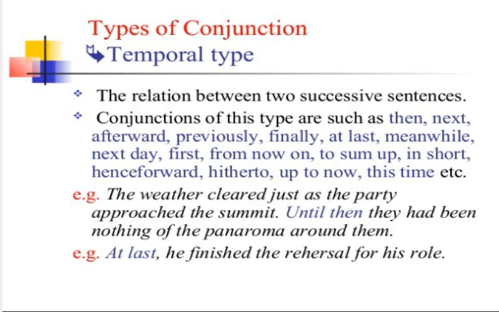Temporal type. The relation between two successive sentences. Conjunctions of this type are such as then, next, afterward, previously, finally, at last, meanwhile, next day, first, from now on, to sum up, in short, henceforward, hitherto, up to now, this time. The weather cleared just as the party approached the tunnel. Until then there had been nothing of the panorama around them. At last he finished the rehearsal for his role.